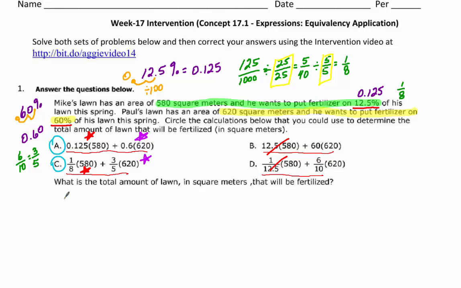That's part one. Part two is, what's the total amount of lawn that will be fertilized? And the easiest one to work with is right here. Easiest one to work with is the one that's already in a decimal form. So we're going to have 0.125 times 580 plus, we're going to have 0.6 times 620.